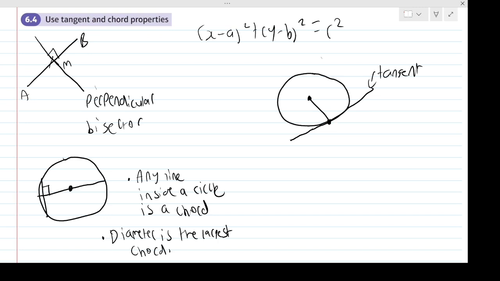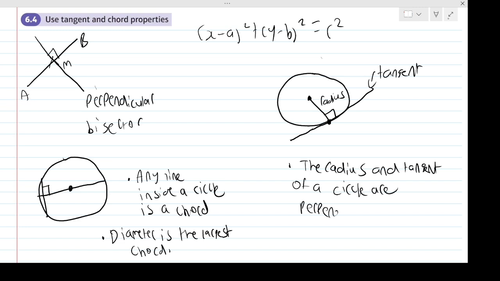You can use that also to estimate the gradient of the circle, the steepness of it at that point. But anyway, that's the tangent, where it intersects a circle at a single point. When the radius and the tangent meet, they meet at a right angle. So what that means is the radius and tangent of a circle are perpendicular.